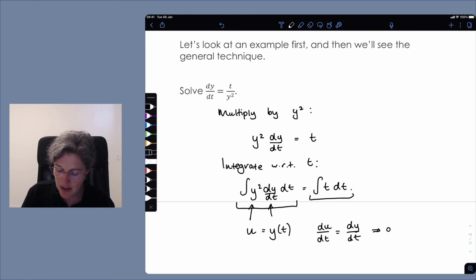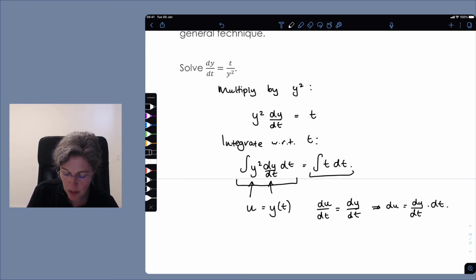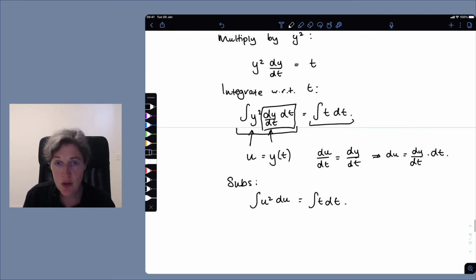So this tells us that du is equal to dy by dt times dt. And this is exactly what we wanted to achieve, because notice if we now substitute, we replace our y with a u, so we get a u squared, and then we replace our dy by dt dt by just du. And so we've just made life a whole lot easier. We can now integrate both sides.